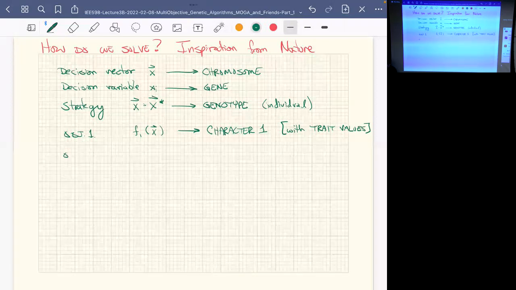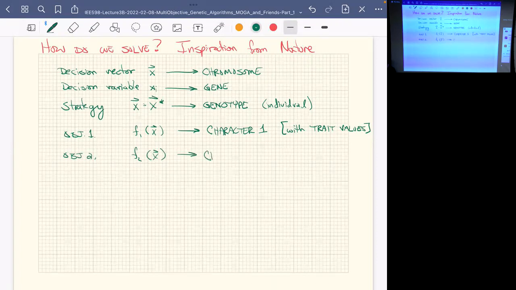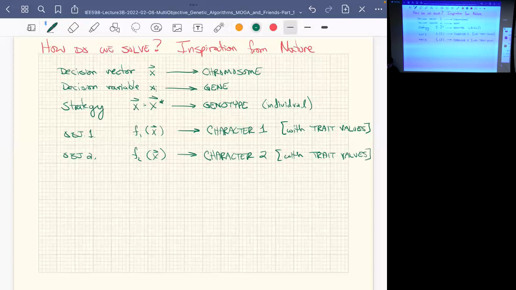So objective 2, f of 2, and this would be like character 2 with all of its trait values. And so if you don't like eye color or whatever, I can actually think of optimization. Character 1 might be the average speed of the individual. Character 2 might be the individual's basal metabolic rate.